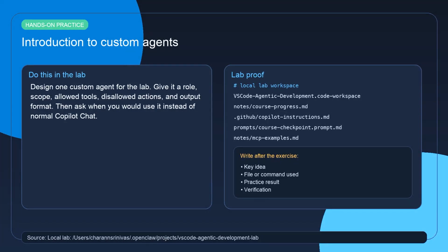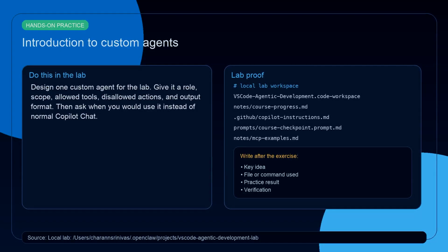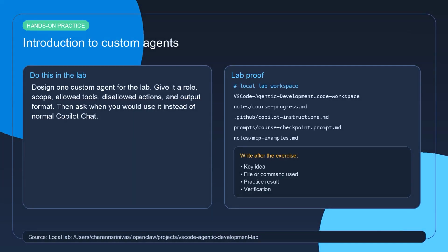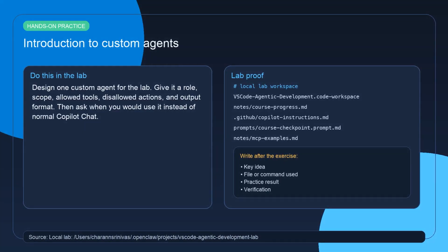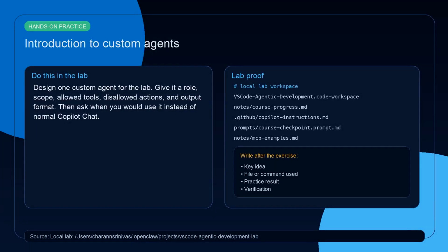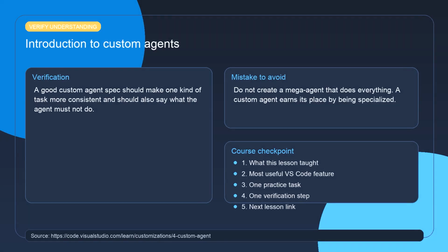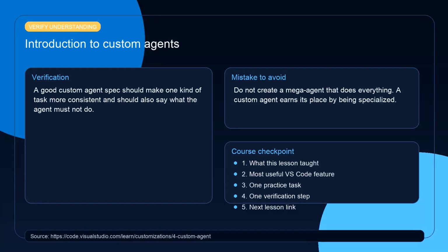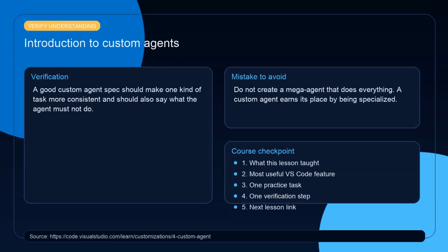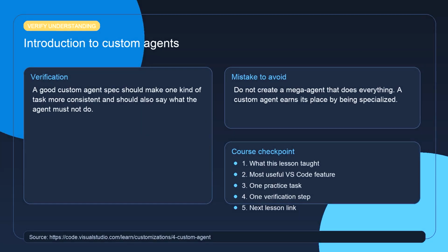Now make it practical. Design one custom agent for the lab. Give it a role, scope, allowed tools, disallowed actions, and output format. Then ask when you would use it instead of normal Copilot chat. Your verification step is this. A good custom agent spec should make one kind of task more consistent and should also say what the agent must not do. The mistake to avoid: do not create a mega agent that does everything.